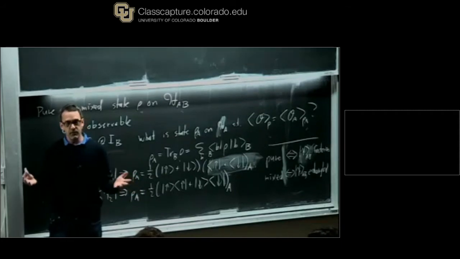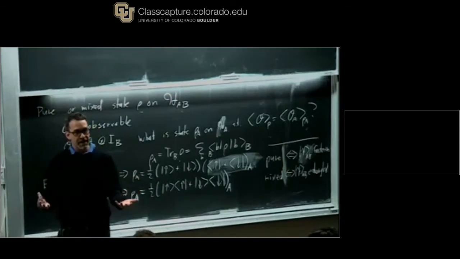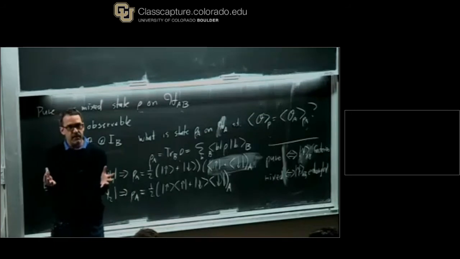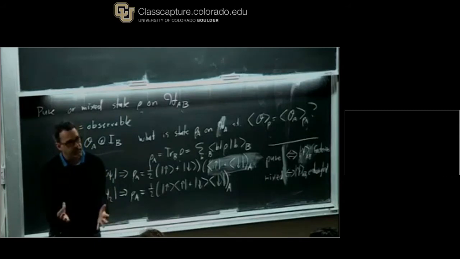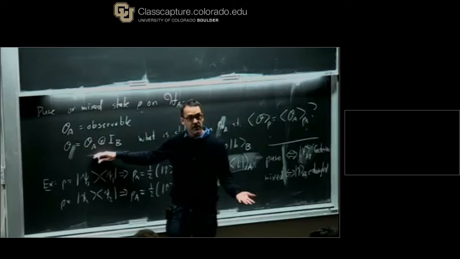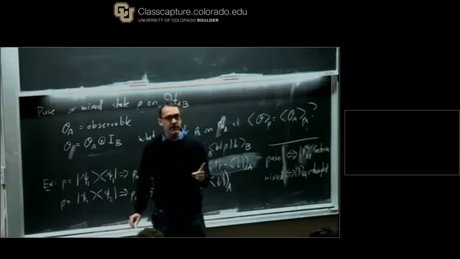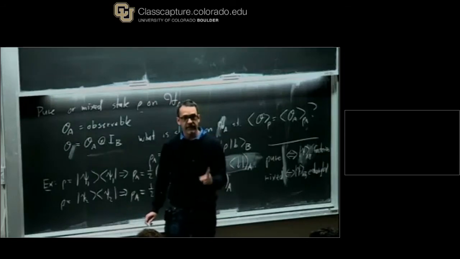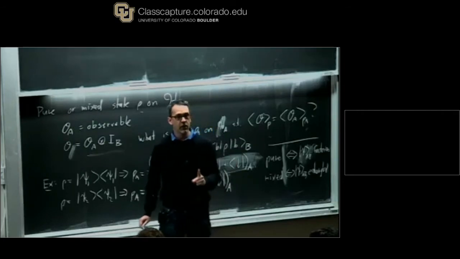Now, the only way that can be possible is if that state on AB did not have definite values of all observables. If it had definite values on all observables, it would have definite values on all of these observables in particular, because this is a subset of the observables, and therefore it would be a definite state on A. Why didn't we have definite values on all observables on AB, even though we had a pure state on AB? The answer is the uncertainty principle tells us that even on pure states, unlike in classical mechanics, you don't have definite values for all observables.